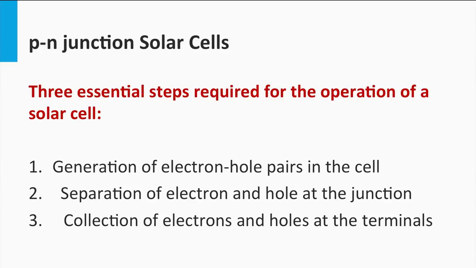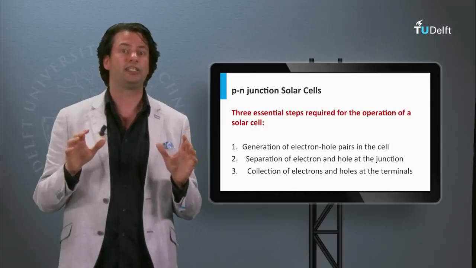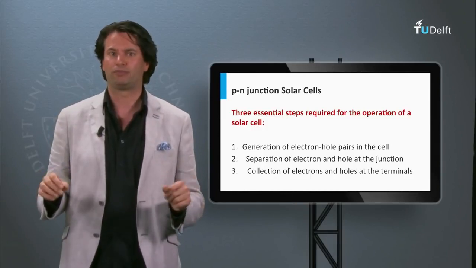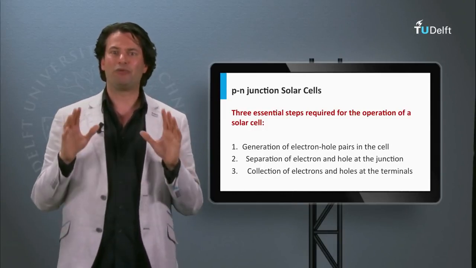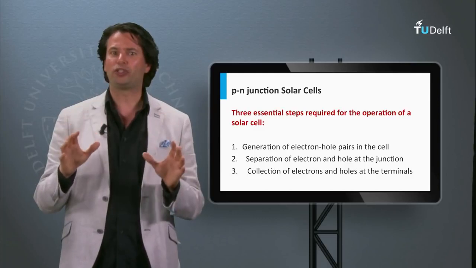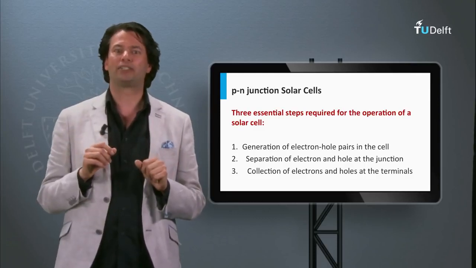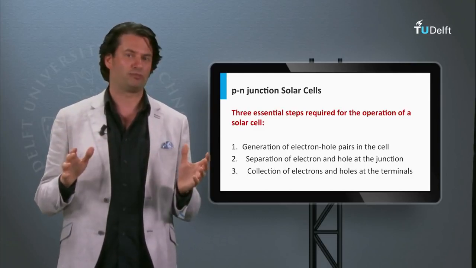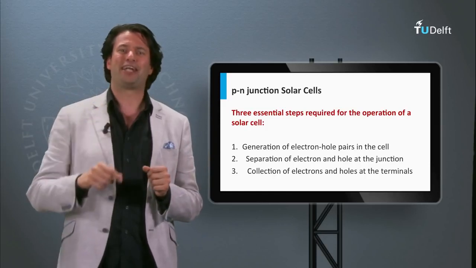Next week, we will look at how we can determine the performance of solar cells using external parameters like the short-circuit current density and the open circuit voltage. And we will discuss some design rules on how to optimize the performance of solar cells. So see you next week.